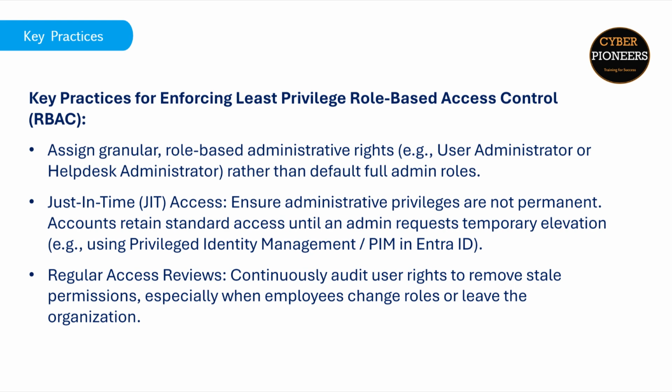So, how do we enforce least privilege in a real-world enterprise environment? There are three key practices you need to implement. 1. Role-based access control, RBAC. Always assign granular, built-in administrative roles. Instead of making someone a full administrator, assign targeted roles like user administrator or help desk administrator based on their exact job duties.